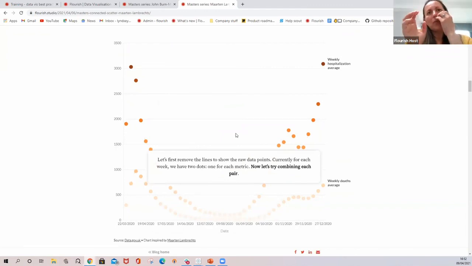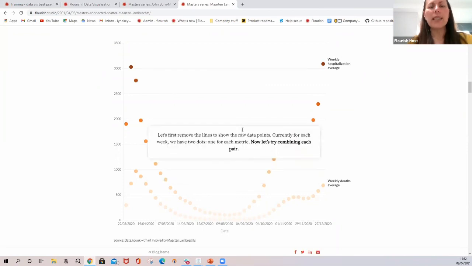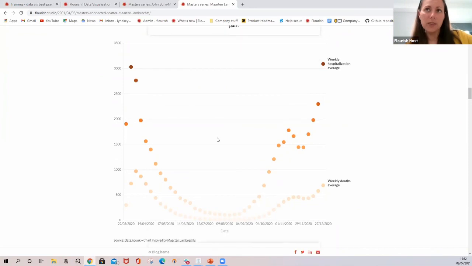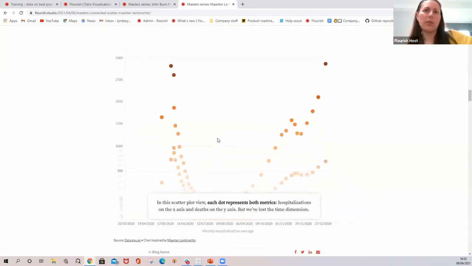We're stepping through moving this line chart towards a different chart by removing the lines to show the raw data points, which are currently for each week. There's 2 dots, one for each metric, and we're going to move this towards actually a scatter chart where we have a metric on each axis to show the relationship between them. And we're using scrollytelling, so I'm just scrolling through to step through the different points in the story.